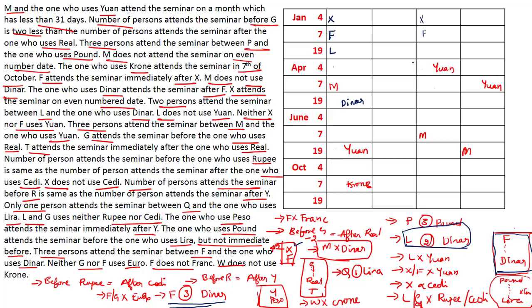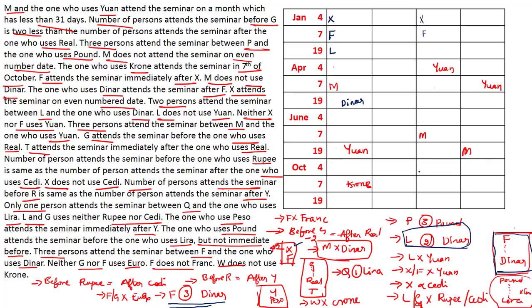Why? Because x has to be on 4th, right? But then x cannot be placed here because x or f cannot use yuan. So therefore x or f cannot be placed here. In the same manner, if I put x here, f cannot be placed here. So therefore it is not possible to place f here.